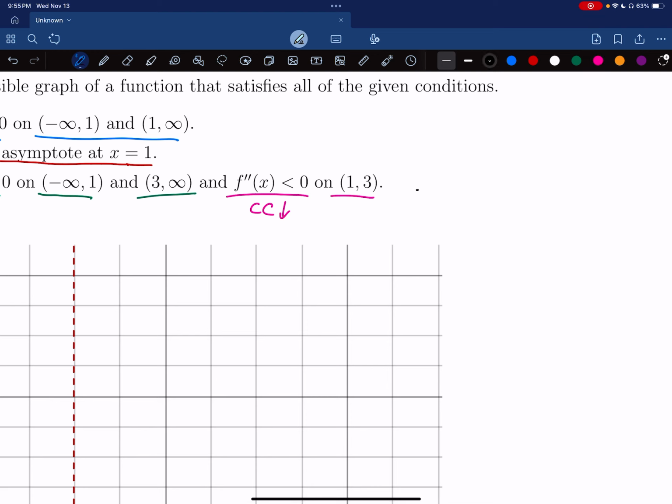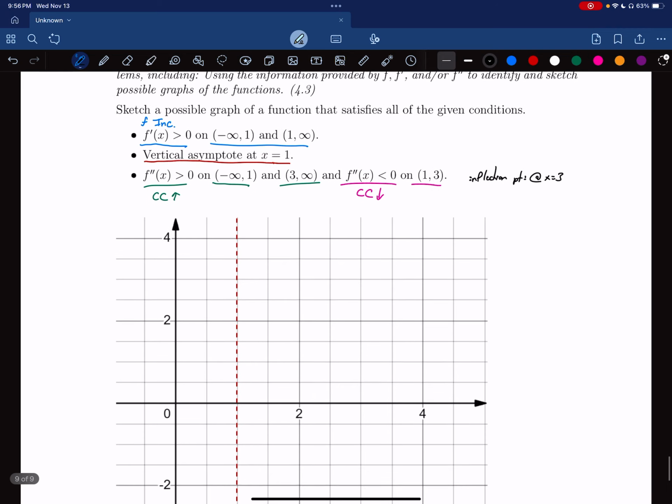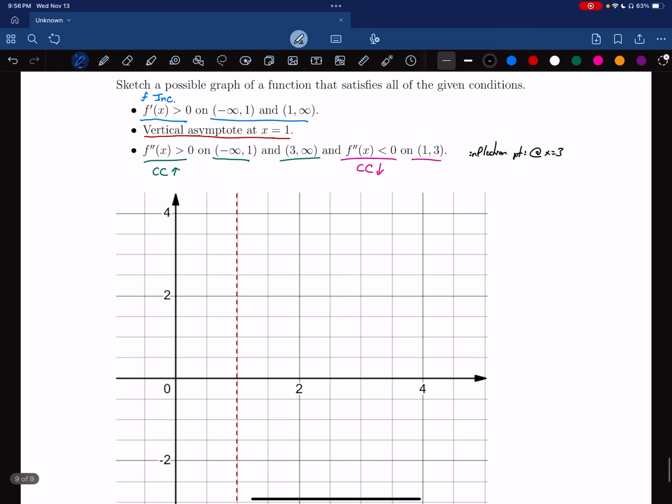And given all this, we can determine that there's an inflection point at x equals 3, because we go from a negative concavity to a positive concavity. The reason we don't count x equals 1 as an inflection point is because there's an asymptote there. All right, so we pretty much have worked out all these conditions. Now it's just time to actually draw this graph.